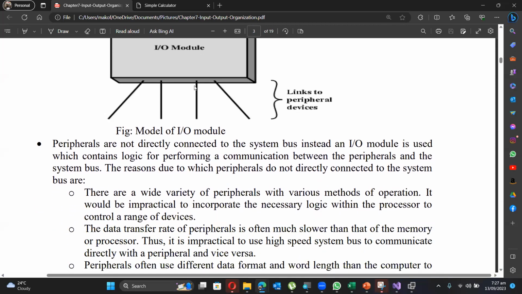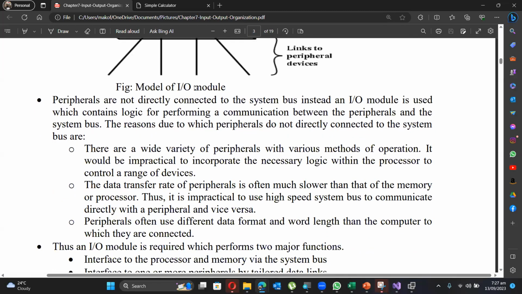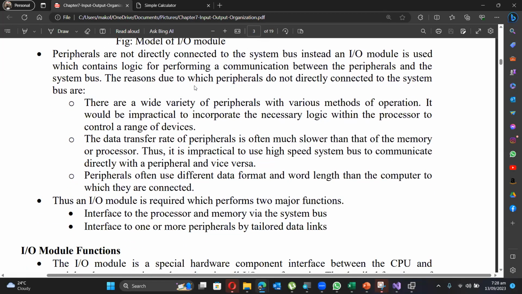So peripheral devices are not directly connected to the system bus. Instead, an I/O module is used, which contains logic for performing communication between the peripherals and the system bus. The reasons why peripherals do not connect to the system bus are as follows. Number one, there is a wide variety of peripherals with various methods of operation.